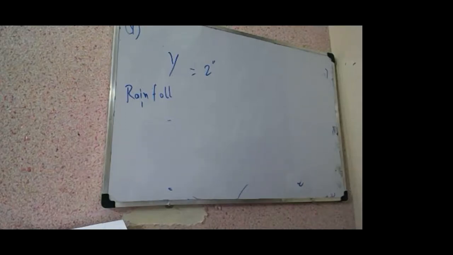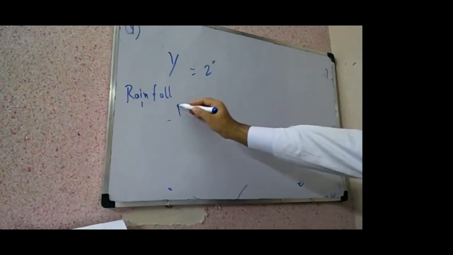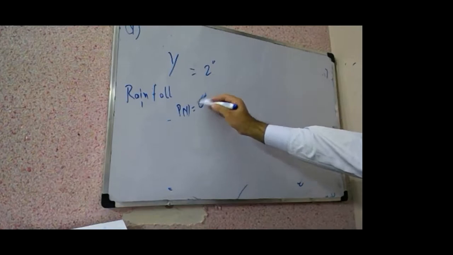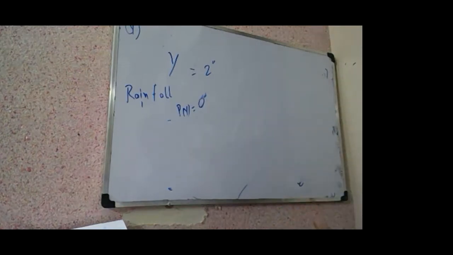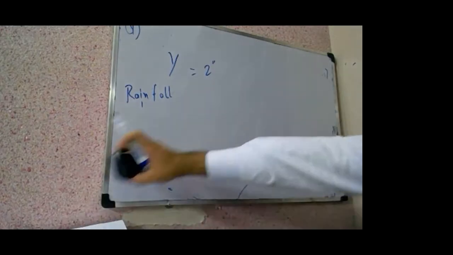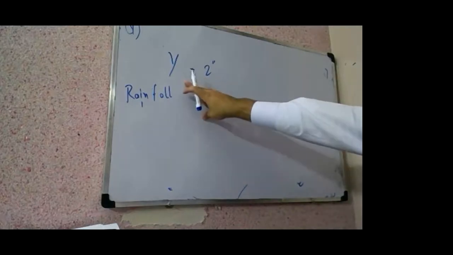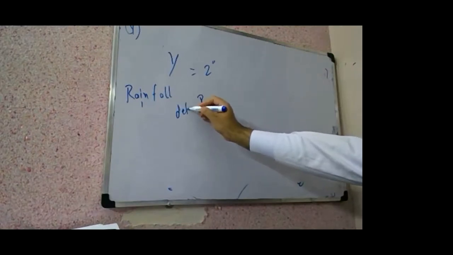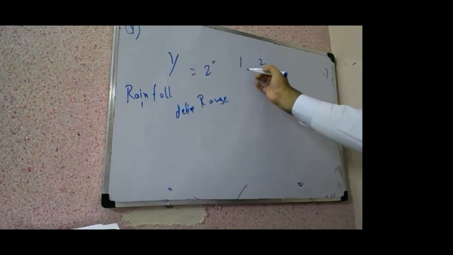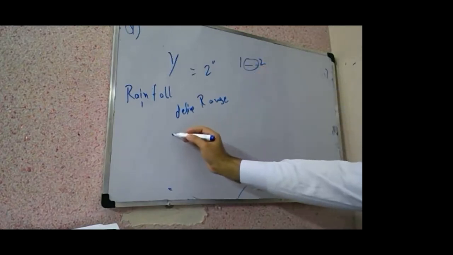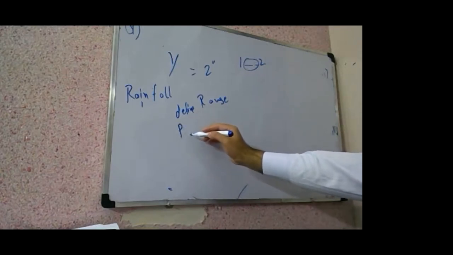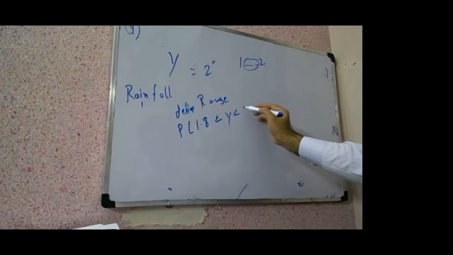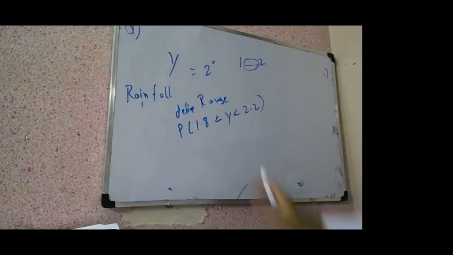So logically, the probability of y being exactly two is zero, because it's not possible. What we can do is say that y can lie within a range. As I told you, there is a 1 and a 2, and between 1 and 2 there are so many numbers. So we can say the rainfall can lie between 1.8 and 2.2, for example. Now I have a range.